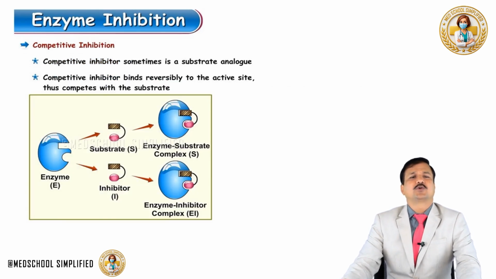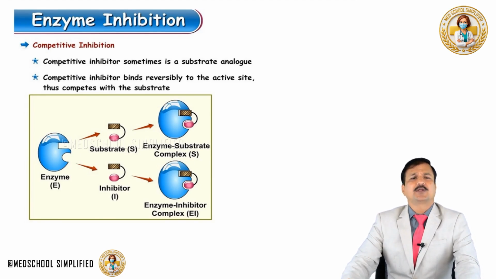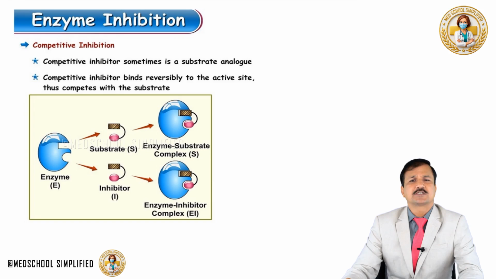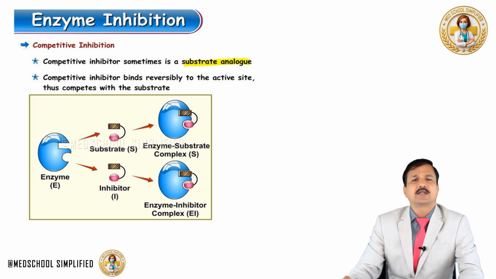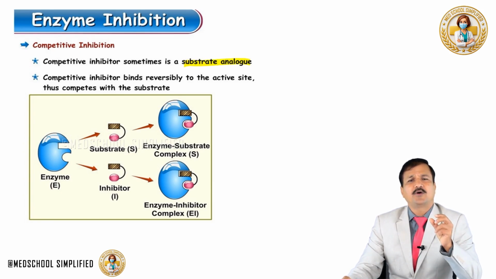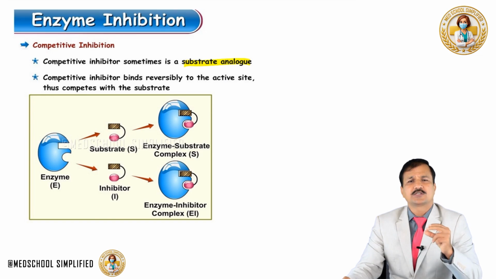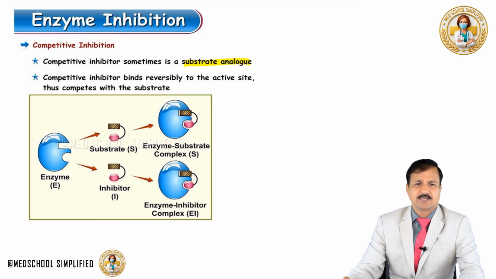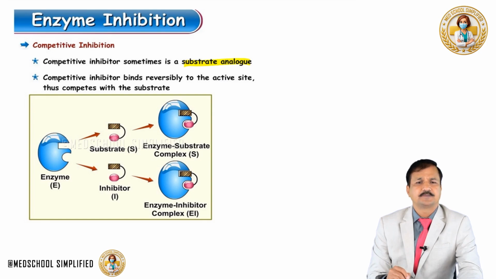Now let's get into competitive reversible inhibition. The competitive reversible inhibitor is a structural analog, meaning that the structure or shape of the inhibitor is almost similar to the shape of the natural substrate of an enzyme, as shown here in the figure. The substrate shape is very similar to the shape of the inhibitor.